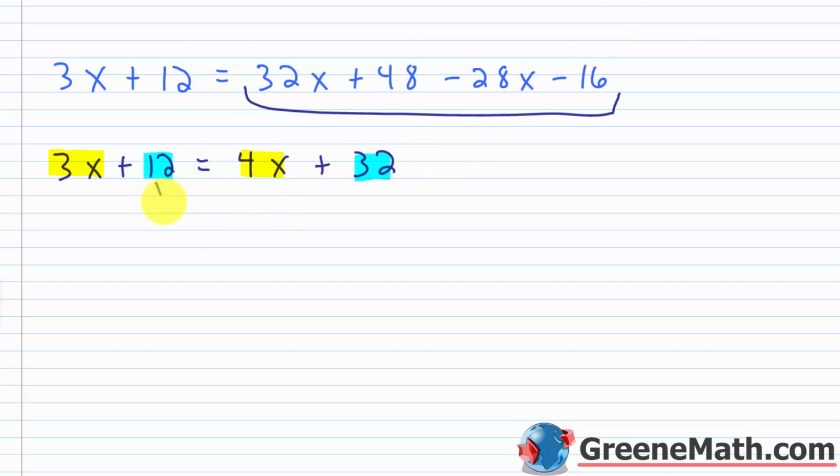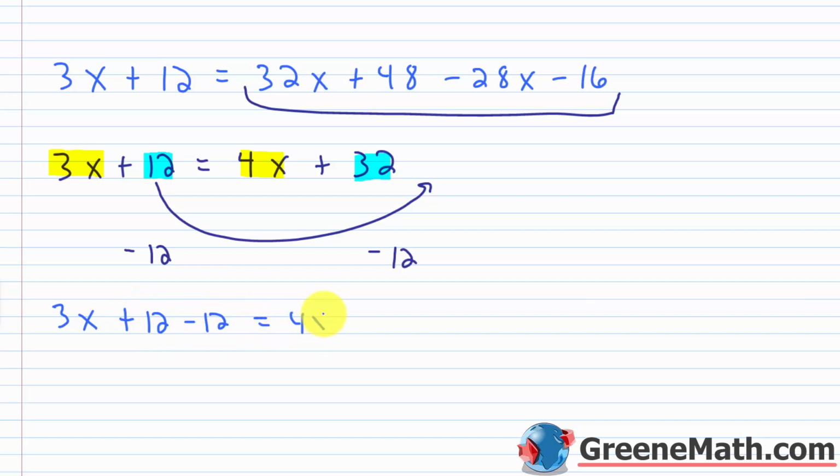So I want to move 12 to the right side by just subtracting 12 away from each side of the equation. Let's just go ahead and say we have 3x plus 12 minus 12 would be 0, but let's just go ahead and show it. So plus 12 minus 12 equals 4x plus 32 minus 12. Again, this guy would cancel and just be 0. So the left side now is just 3x. And this is equal to 4x plus, we have 32 minus 12, which is 20.